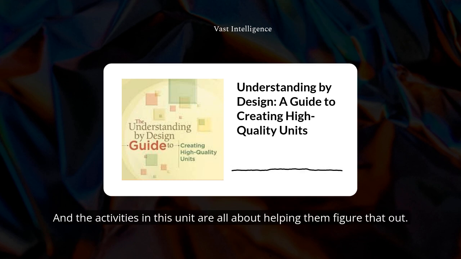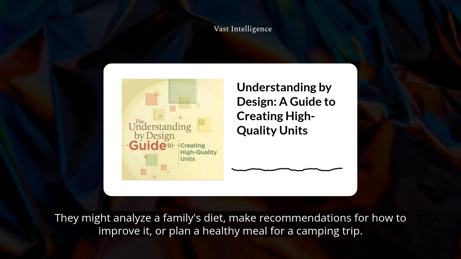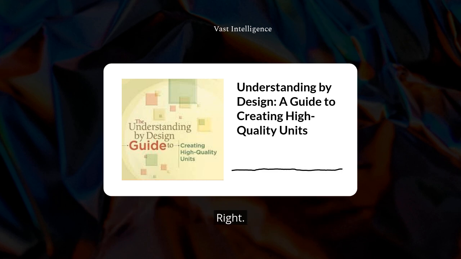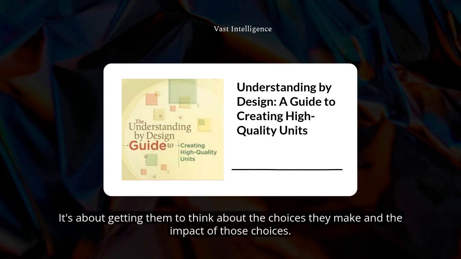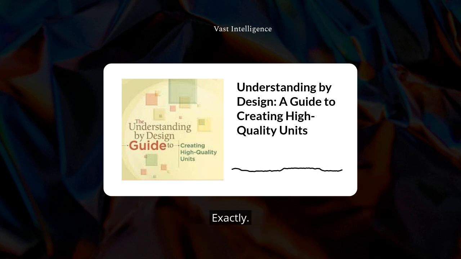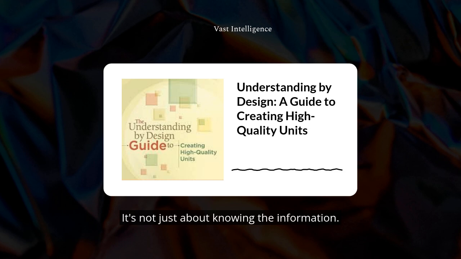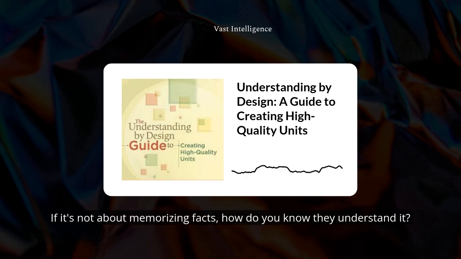Exactly. And the activities in this unit are all about helping them figure that out. They might analyze a family's diet, make recommendations for how to improve it, or plan a healthy meal for a camping trip. That sounds a lot more interesting than what we did. It's about getting them to think about the choices they make and the impact of those choices. And that's where that transfer comes in again. Exactly. It's not just about knowing the information. It's being able to use it to make those healthy choices. So I'm thinking about assessment in a unit like this. If it's not about memorizing facts, how do you know they understand it?